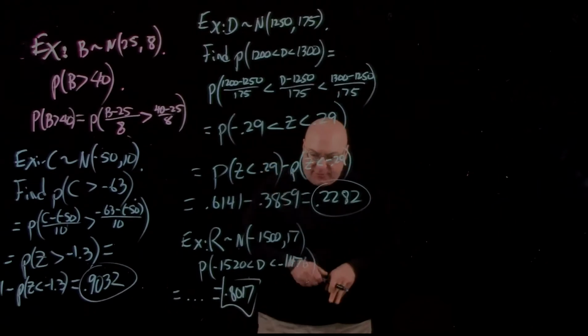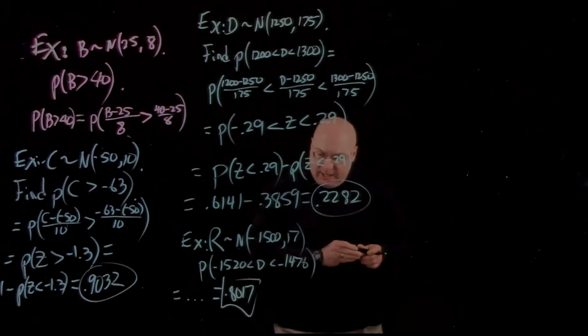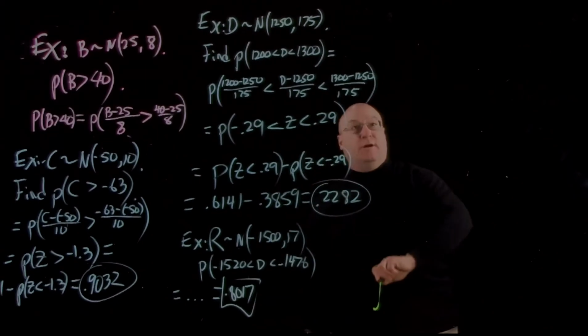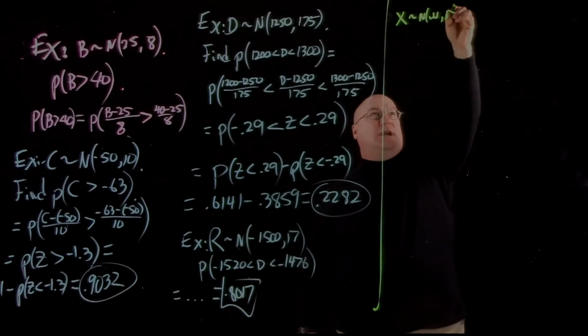Okay, finally, I want to get to something that is very important. Let's suppose, draw a little line here, X is normally distributed with mean mu, standard deviation sigma.